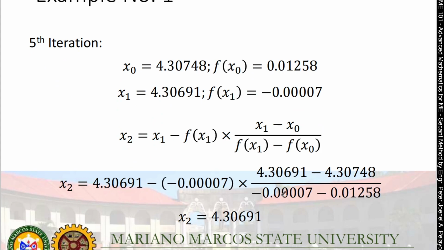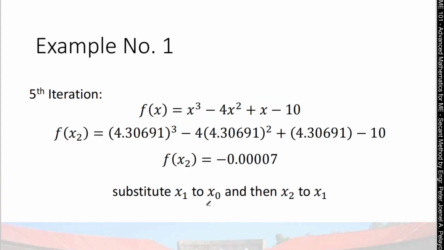Fifth iteration, ang x0 natin is 4.3748. X0 yun. X1 is 4.30691. So, from the formula, x2 is equal to x1 minus f(x1) times x1 minus x0 all over f(x1) minus f(x0). X2 natin is 4.30691. And then substitute natin to x cubed minus 4x squared plus x minus 10. f(x2) natin is negative 0.00007. Then substitute x1 to x0 and then x2 to x1.